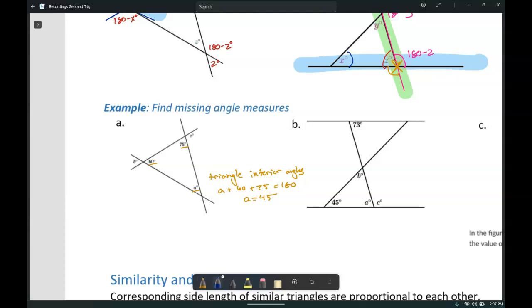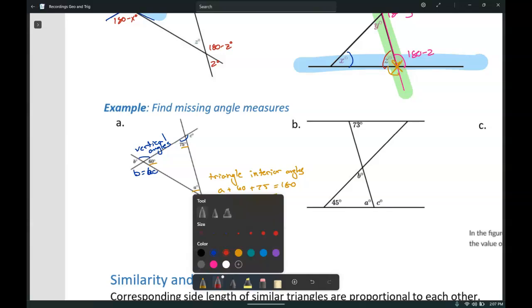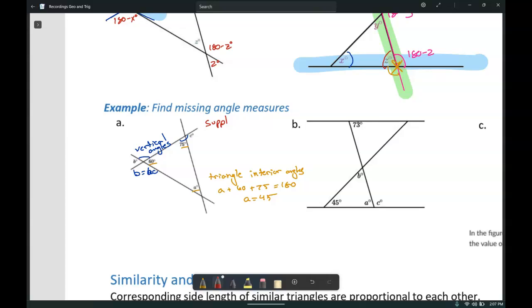Then we can look at angle B. Here we have vertical angles, and vertical angles are congruent. Therefore, B has to equal 60 degrees. And then the relationship between C and 75 is supplementary. Supplementary angles have to add up to 180 degrees. Therefore, the measure of angle C is 105.